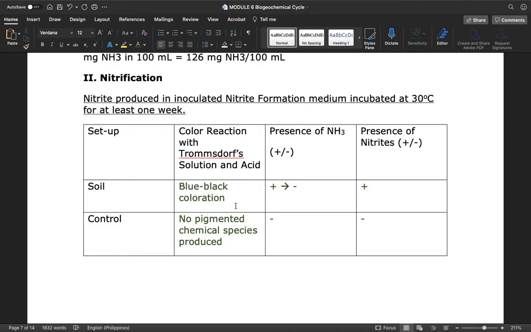Now, testing the sample for the presence of NH3, we expect that as time passes, ammonia will be used up and totally oxidized to nitrite. So eventually there is a change from a positive detection to a negative detection, a total absence of NH3. And of course, nitrites will be present. For the control, it should be negative because it is our comparator.